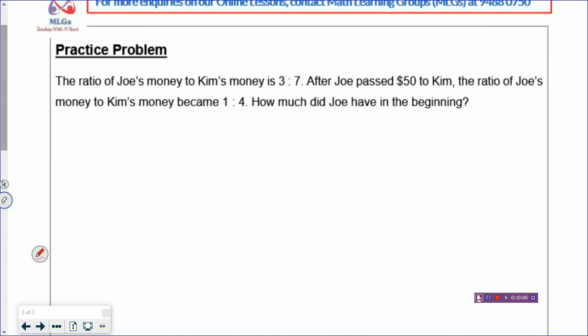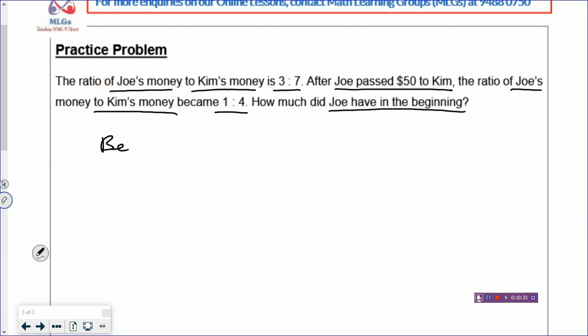Okay, so have you managed to draw the model? All right, let's see how to draw. Now the ratio of Joe's money to Kim's money is 3:7. After Joe passed $50 to Kim, the ratio of Joe's money to Kim's money became 1:4. Now there's a transfer. Joe transferred $50 to Kim. So when there's a transfer, the total is unchanged. So how much did Joe have in the beginning? All right, so total is unchanged.